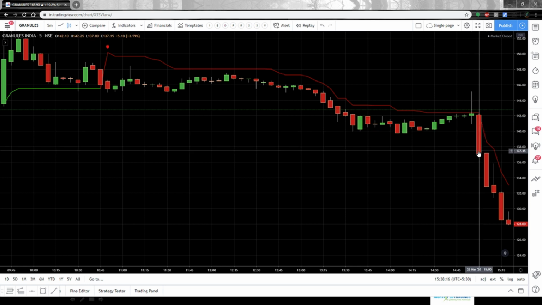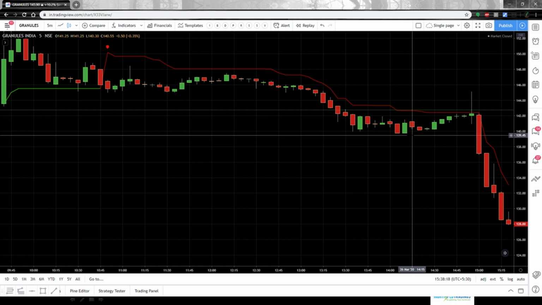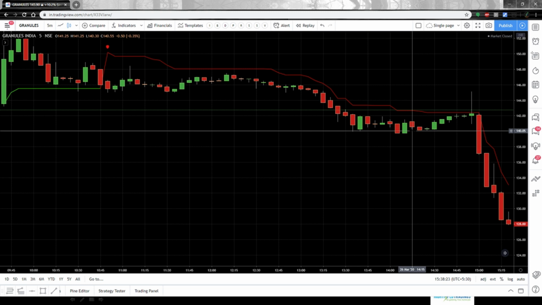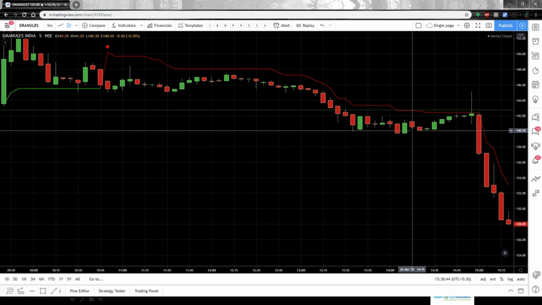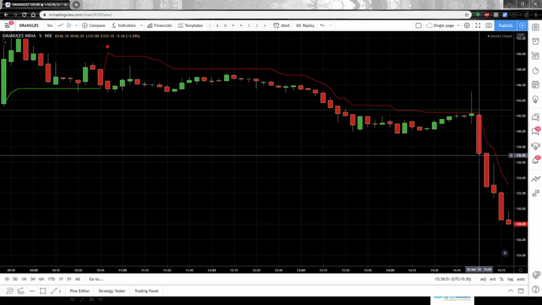So let's say, for example, you had taken an entry at the low of this candle, okay, of the 215 candle. You have taken the short entry at the low of this candle. The low of this candle is 140.30. Okay, so your sell entry was initiated at 140 rupees 30 paise. Okay, and this candle's low was 137. So 137 and 140.30, a good 3 rupees 30 paise profit you are in right now.